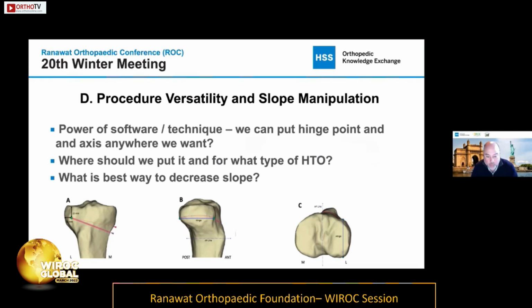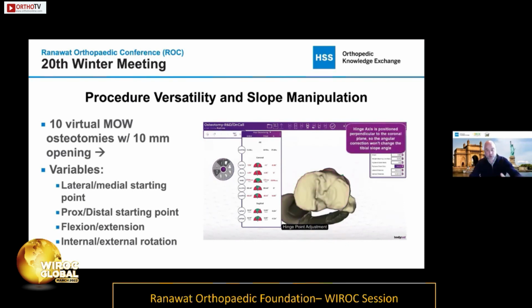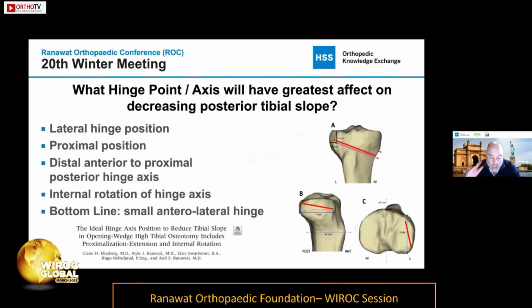So I've done a lot of work here and some research to say what's the best way that I can manipulate slope. We did a study where we did 10 virtual osteotomies, and we looked at all different variables of where you want to get the hinge axis. What's the ideal hinge axis for a slope-reducing osteotomy? This paper was published in Arthroscopy, and basically a small anterolateral hinge that's laterally based, proximal distal, anterior to proximal posterior, aka an internally rotated hinge axis, will give you the best way to manipulate slope.